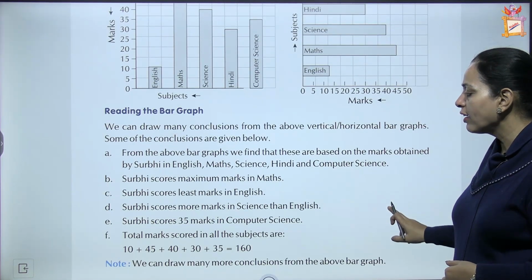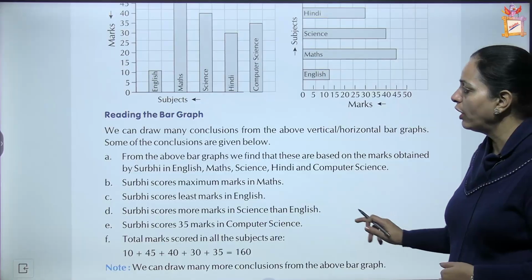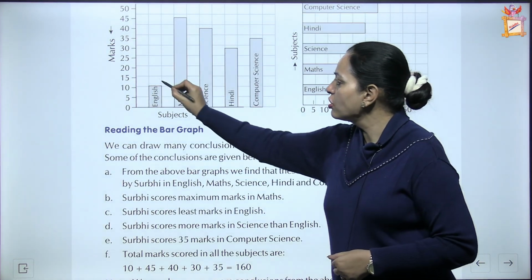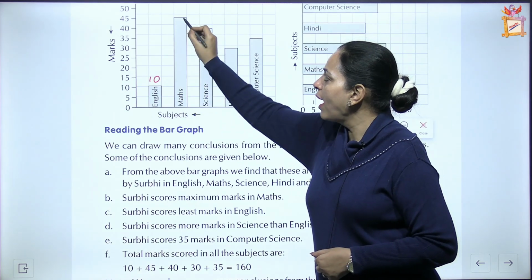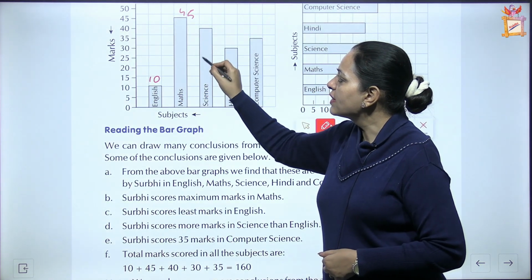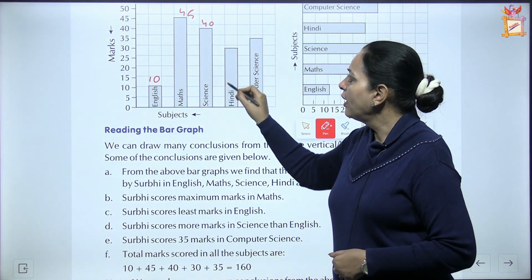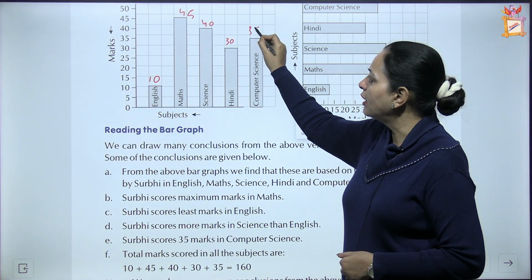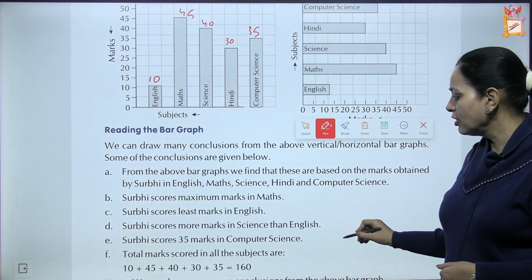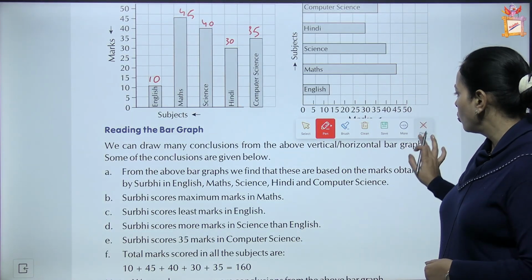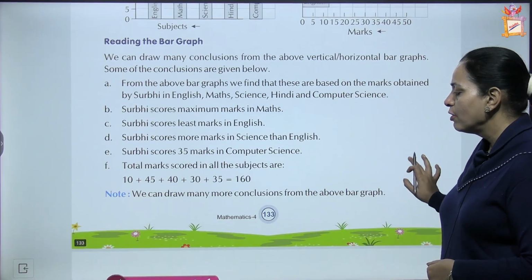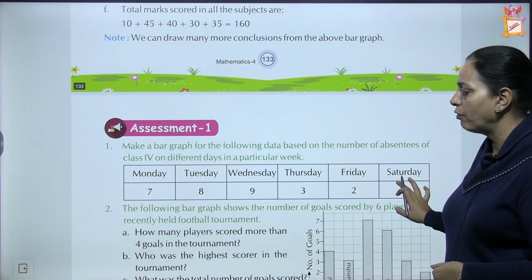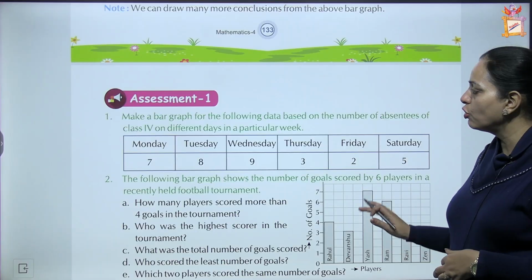Okay, so total marks scored in all the subjects. So English, how many in English? You can see English 10 marks, Maths 45, Science 40, Hindi 30 and Computer Science 35. So like this we can add all, so total 160. So we can draw many more conclusions from the above bar graph, right? I hope this is very much clear to you.